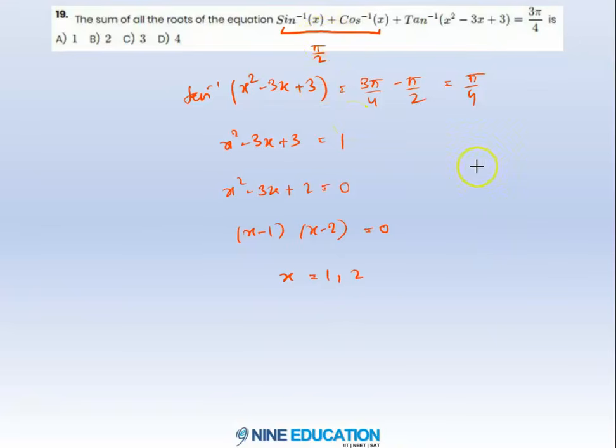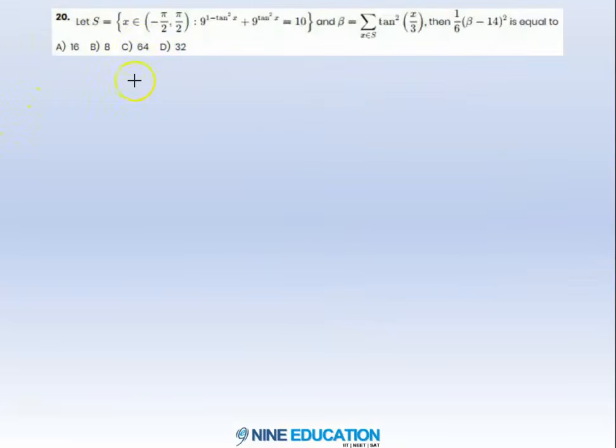But as I said, for the domain of sine inverse and cos inverse, x values has to be between minus 1 and 1, including minus 1 and 1. So 2 cannot be possible, so the only possibility is 1. So the root for this equation is only 1, and that is 1 itself. Option A is correct.